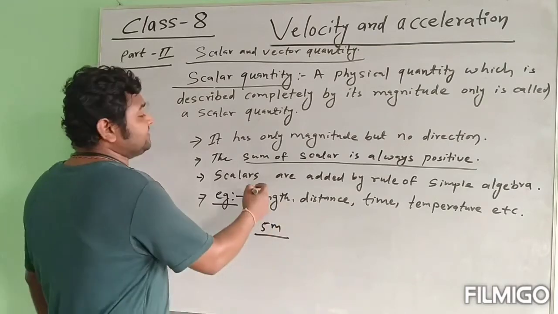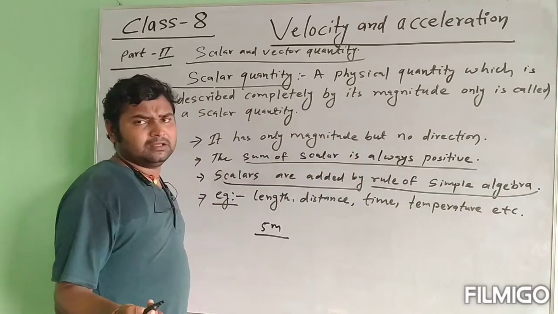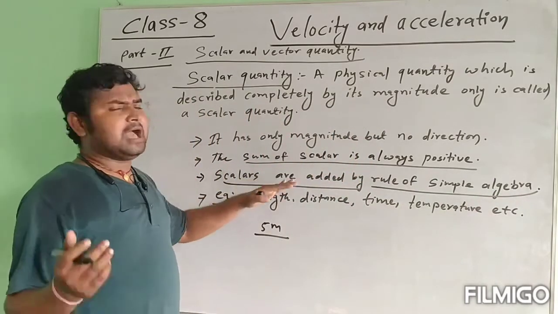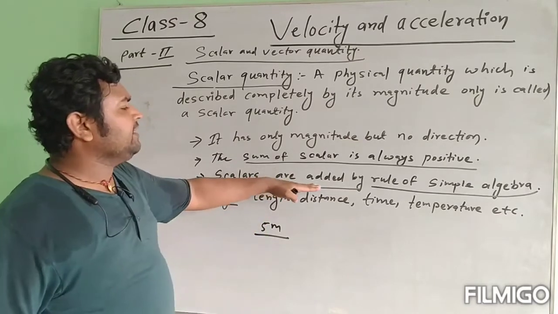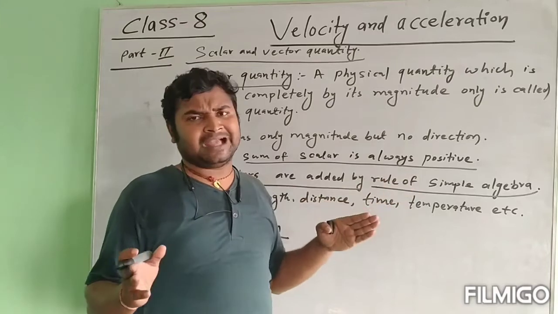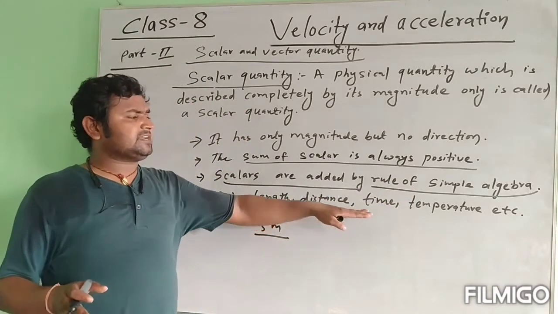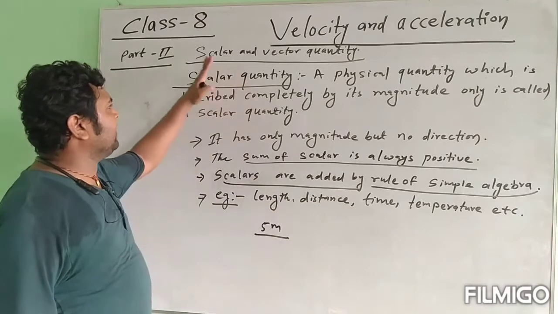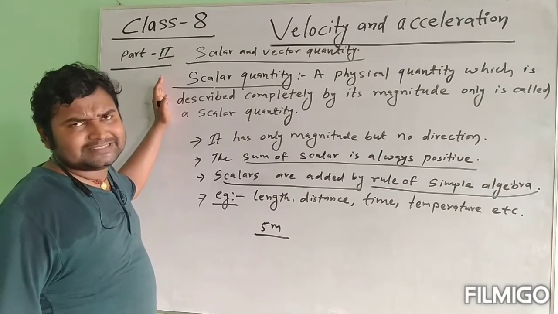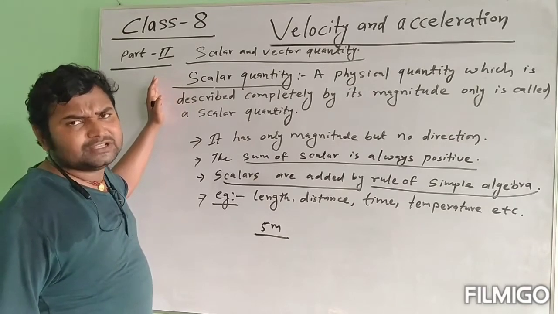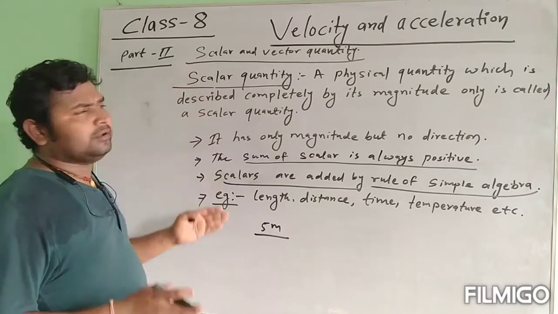So it is added by the rule of simple algebra. I will give you the differences in your notes also. Like length, distance, time, temperature, these are all scalar quantities. What are scalar quantities? Those quantities which are described completely by their magnitude only are called scalar quantities. Okay. Now vector quantity.